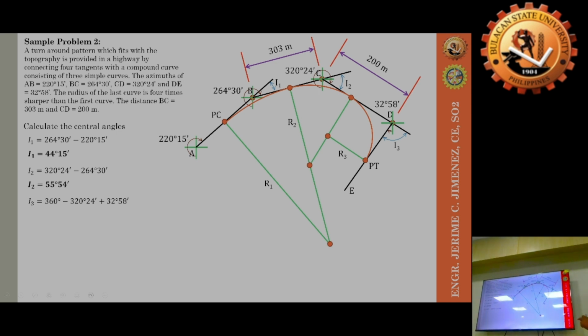Ito. Yung makukuha niyo dun sa 360 minus 320, ito lang yan. Yan. Kaya niyo i-add yung 32 degrees 58 minutes para makompleto niyo yung I sub 3. Okay? Naintindihan mo yan? So what is I sub 3? 72 degrees, 34 minutes. Oh, that is 72 degrees 34 minutes.